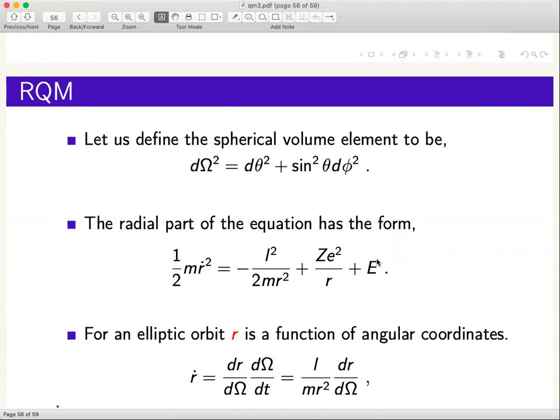But we are looking at only the sphere. We are not worrying about what the size of the sphere is. If you want to worry about the size of the sphere, then there should be r squared on both sides. r squared d omega squared will be r squared d theta squared plus r squared sine squared theta d phi squared.